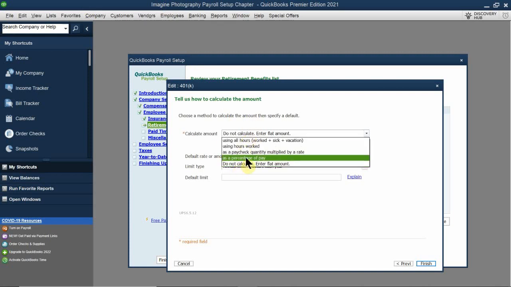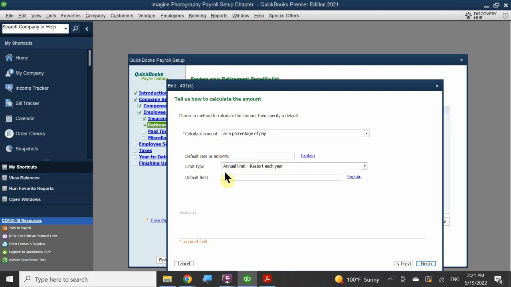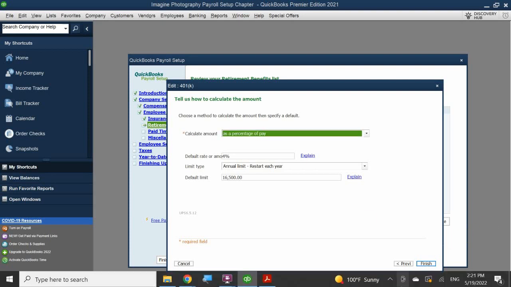It's going to be a percentage of pay, just like the previous one, right? And this time, the maximum that an employee can put in is up to 4%, okay? And it's going to restart over again every year, and the cap is going to be $16,500. Okay, that means the employee can put up to $16,500 per year into their benefits. And then I can go ahead and click next.